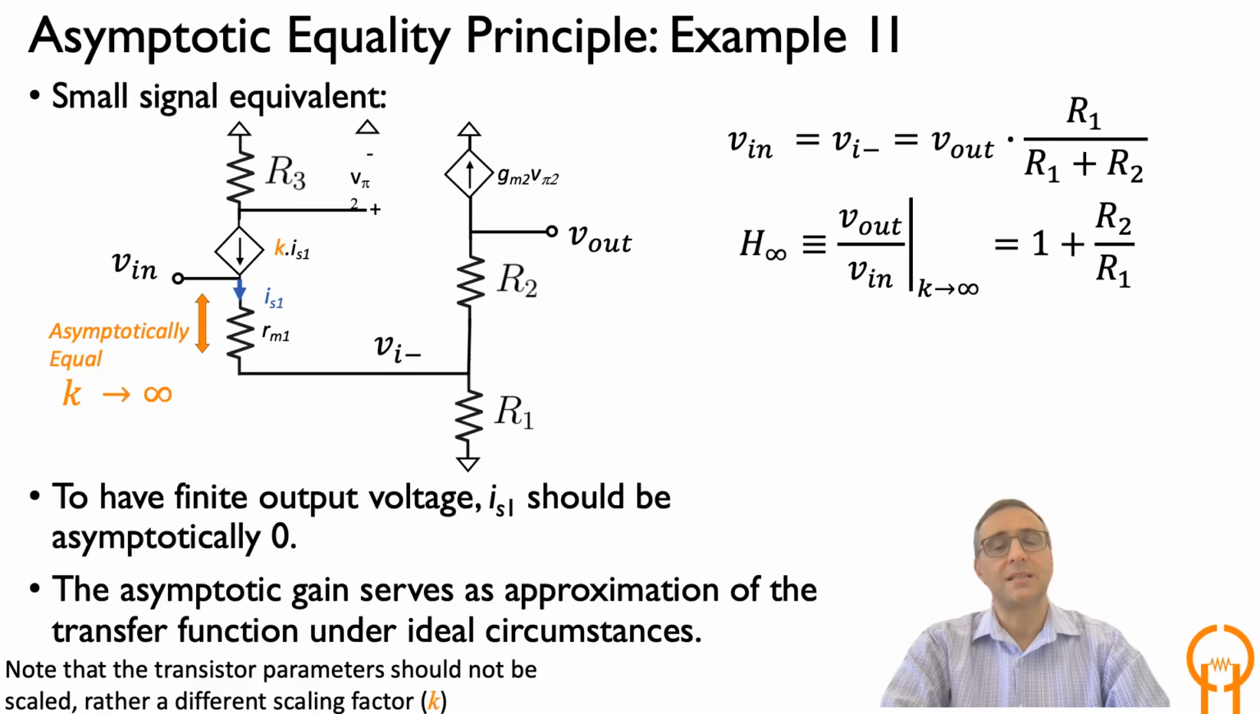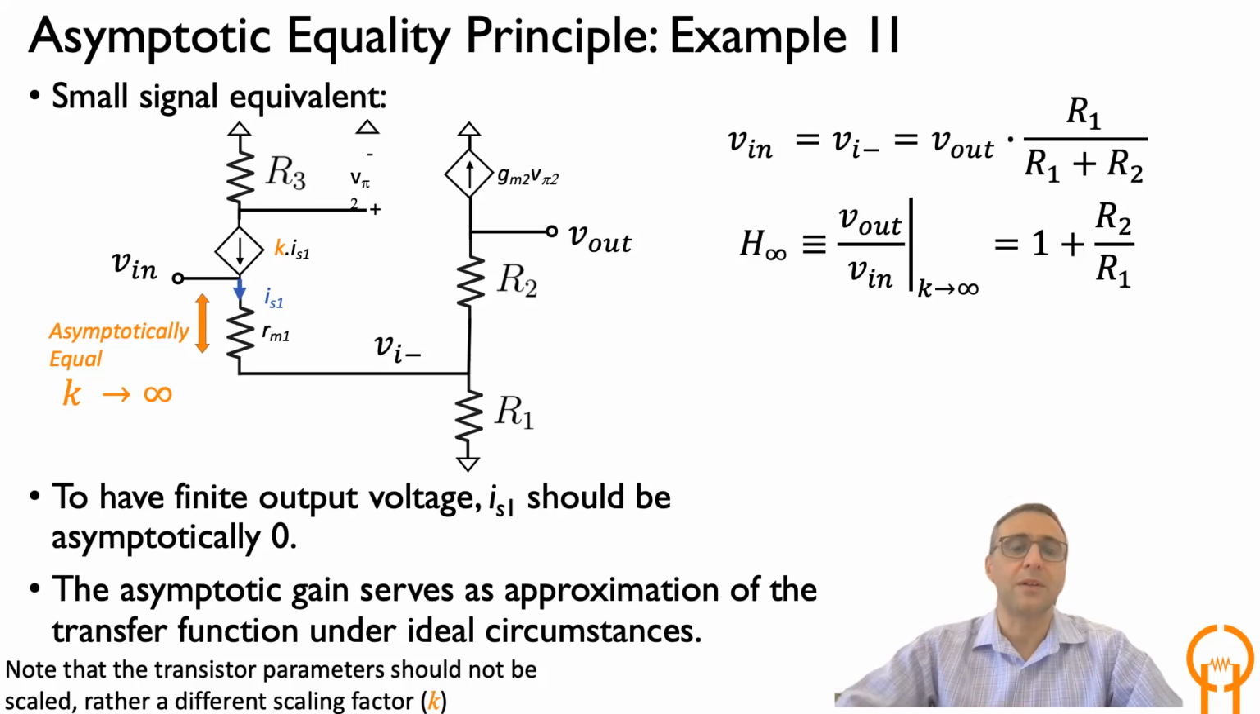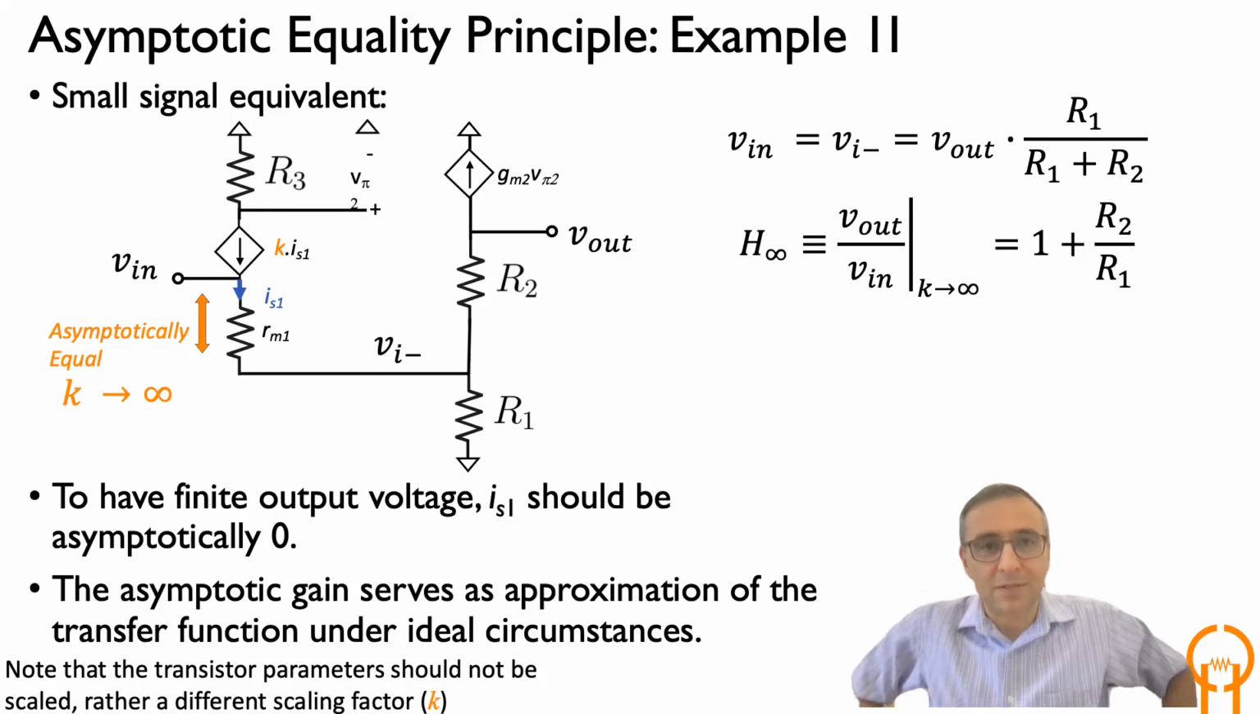And then from that, you can easily calculate H infinity. The asymptotic transfer function is 1 plus R2 over R1. And this is basically a very useful parameter. For example, if you were to design this amplifier, you would quickly want to come up with something, a quick and dirty first pass design.